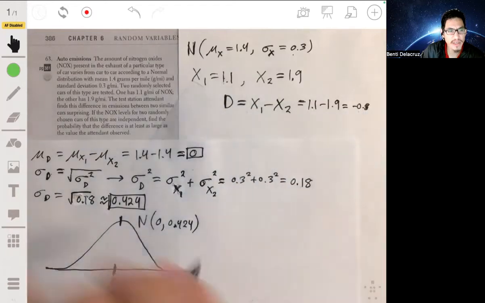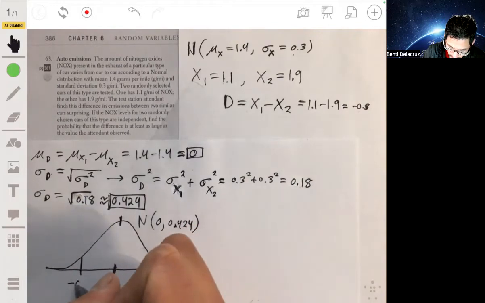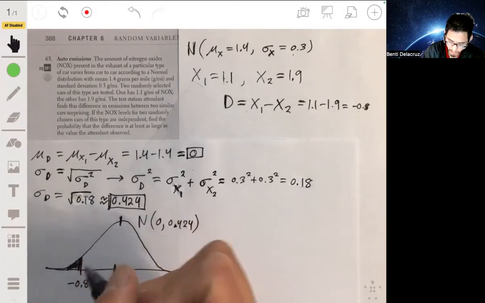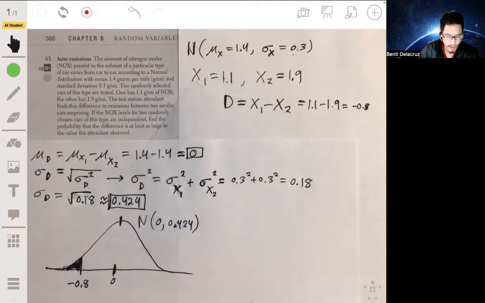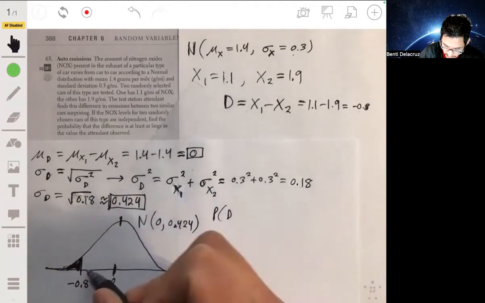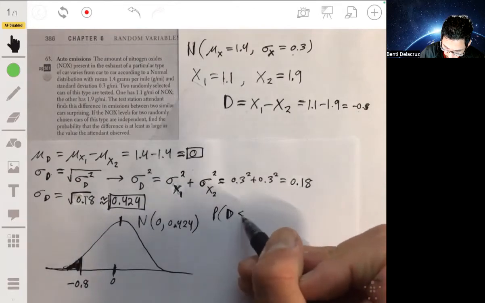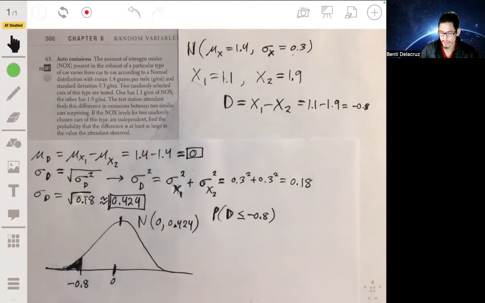So you're basically looking at two areas on the curve. For example, in this case, I'm looking at the area to the left of negative 0.8. I want to find this probability, this shaded region. In other words, I'm trying to find the probability that D is less than or equal to negative 0.8.